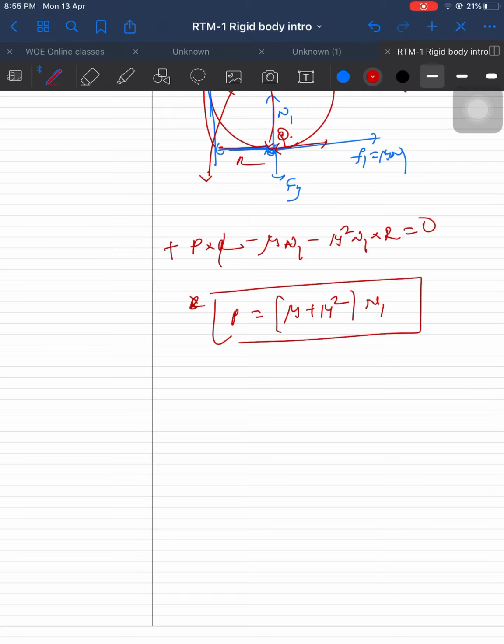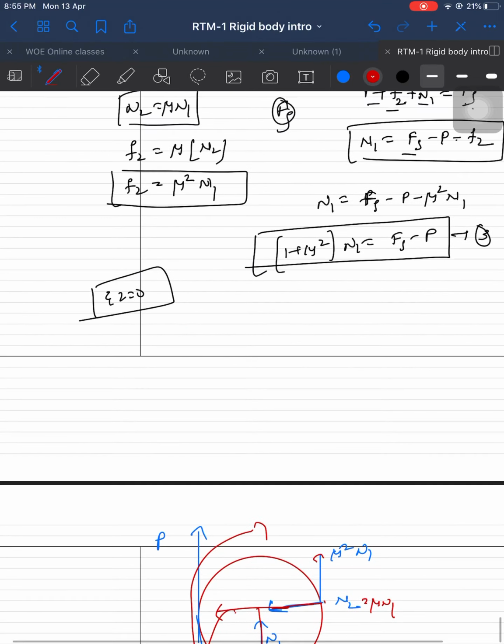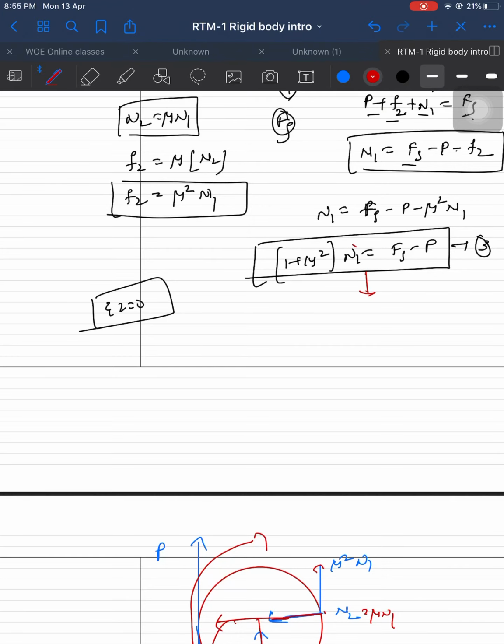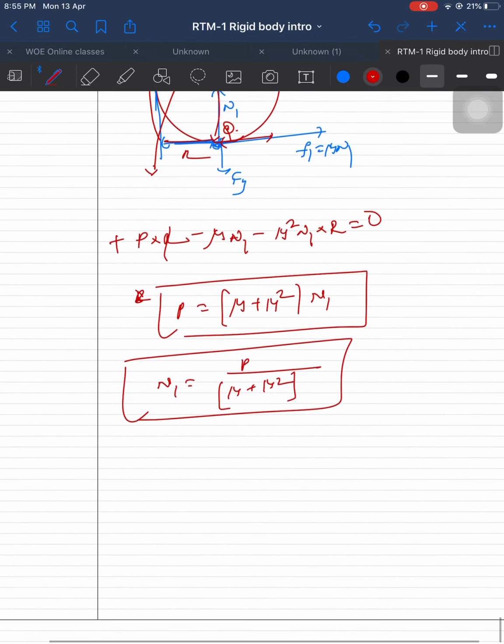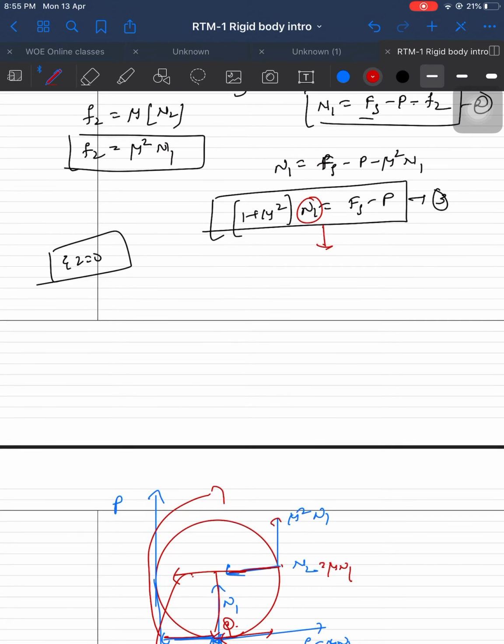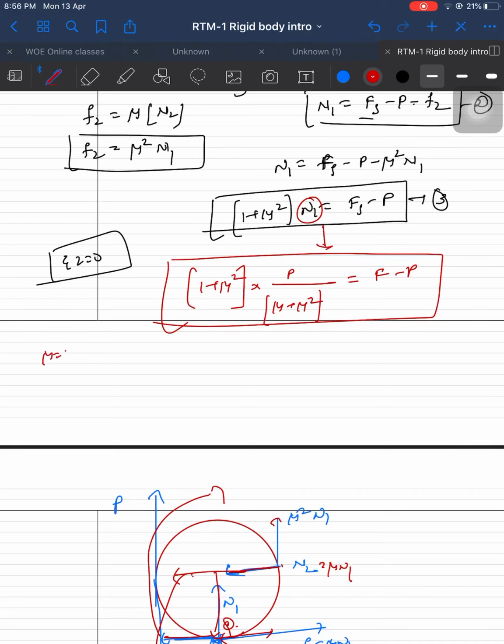You can replace N1 with, N1 is equal to P by mu plus mu square. Okay, just replace N1 in any one of the equations with this expression, P by mu plus mu square, and if you replace it, you will get the value. I am writing 1 plus mu square into N1, which is nothing but P by mu plus mu square, is equal to F minus P. If you solve this, mu is equal to 1 by 2. If you solve this expression, you will find the value of P. That's all the answer. Thank you.